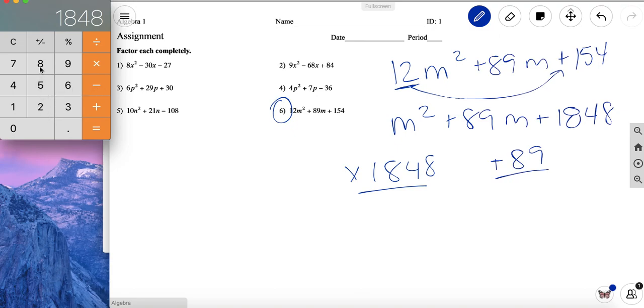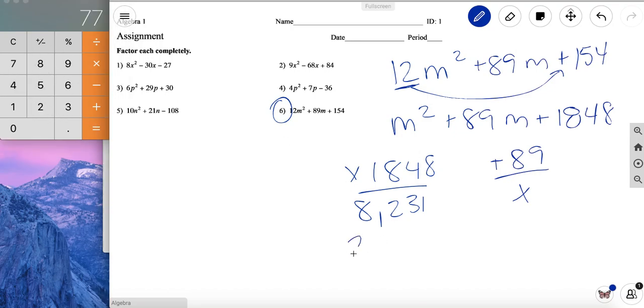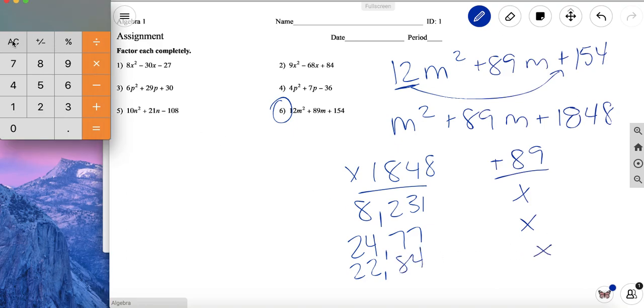We divide by, I don't know, 8. Okay, 8 and 231. Does that add to get me 89? It does not, so we know we need to go much, much higher. 1848. We start dividing by 24. 24 and 77. Does that add to get me 89? It does not. So we just keep guessing and checking. Let's try 16. Nope, doesn't come out to be a nice number. What is it? 1848 divided by 22. Okay, that's another possibility. 22 and 84 does not add to get me 89.